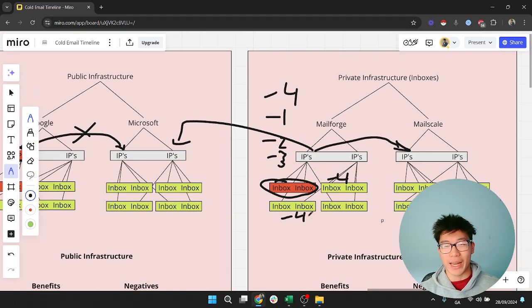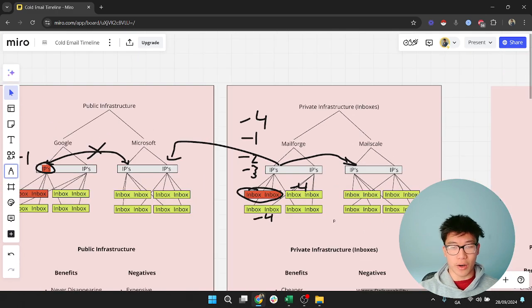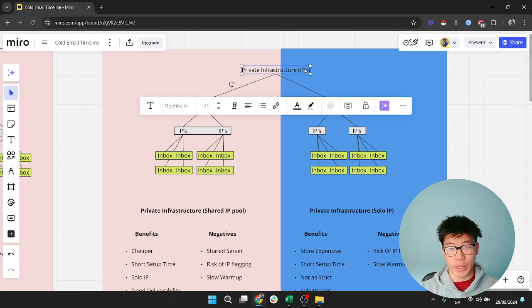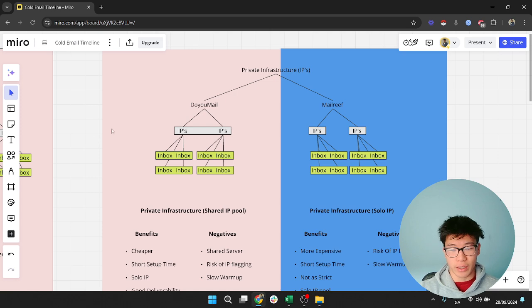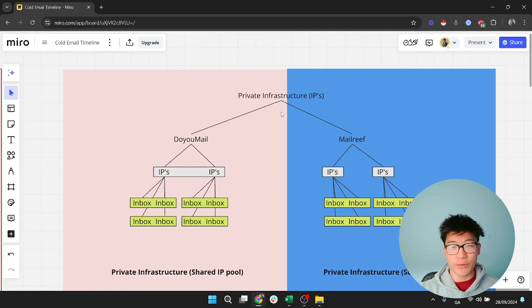And this is one of the reasons you're landing in spam, even though you're perfect, right? And this is what the build-outs have problems with. So if I come over to private infrastructure with IPs, this is one of the solutions to everything. The way this works is you have two separate private infrastructure IP setups. One of them is where you buy the IPs.